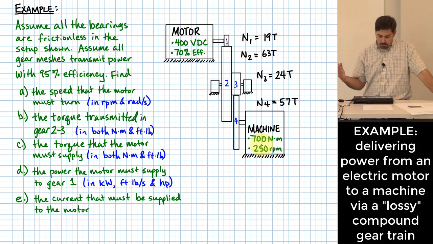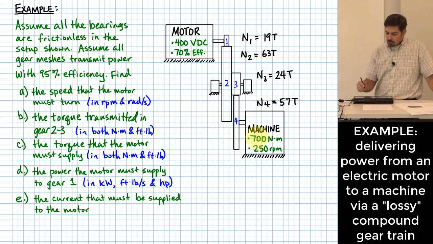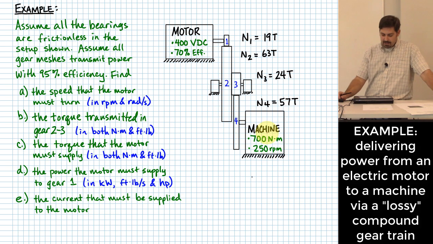Part B says, what's the torque transmitted in gear 2, 3, right? That's actually kind of one body. That's why it says there's a particular torque that's transmitted in that body 2-3. And then it says the torque that the motor must supply. We're trying to find the torque that the motor has to supply to drive this machine like this. And then also the power that the motor must supply to gear 1 in order to drive this gear train like this. And then lastly, the current that has to be supplied to the motor in order to make all this happen. So these are all the things that we're going to try to find.